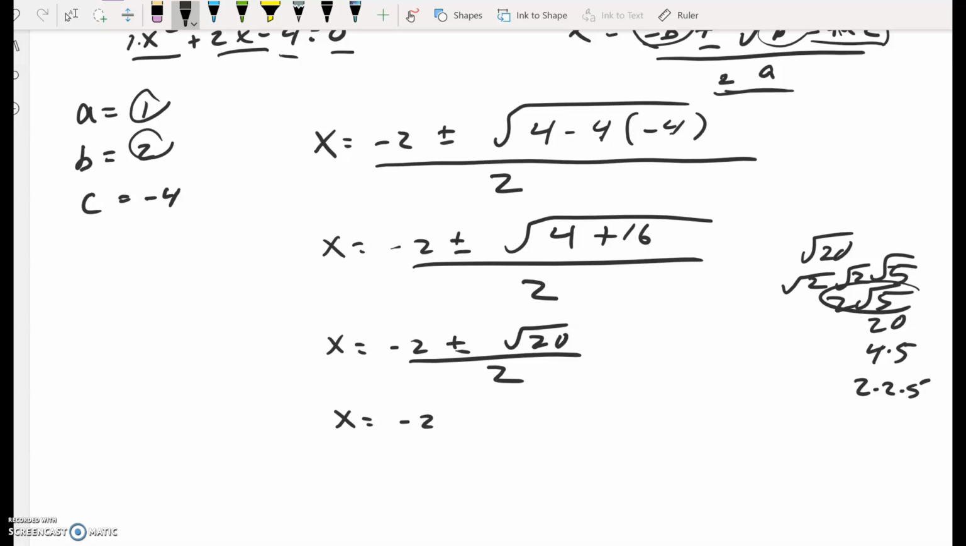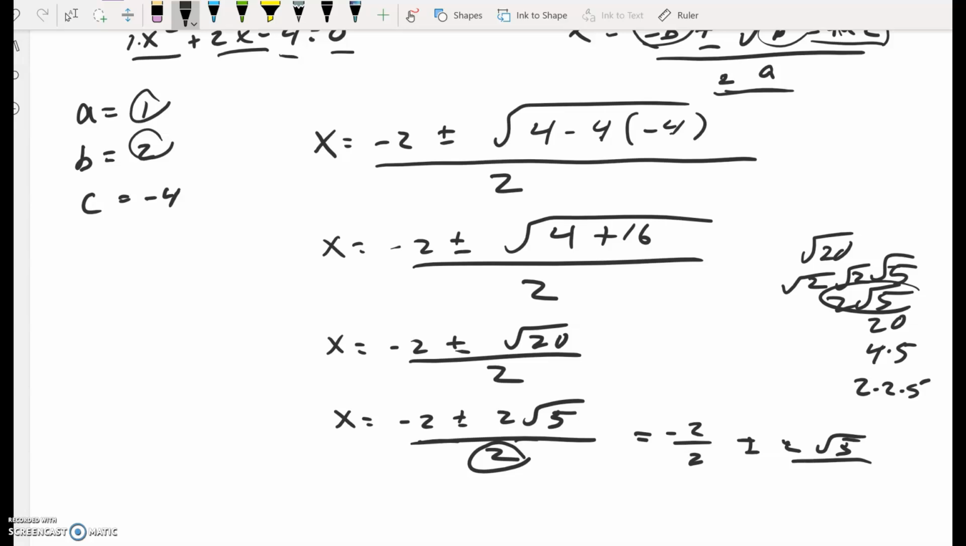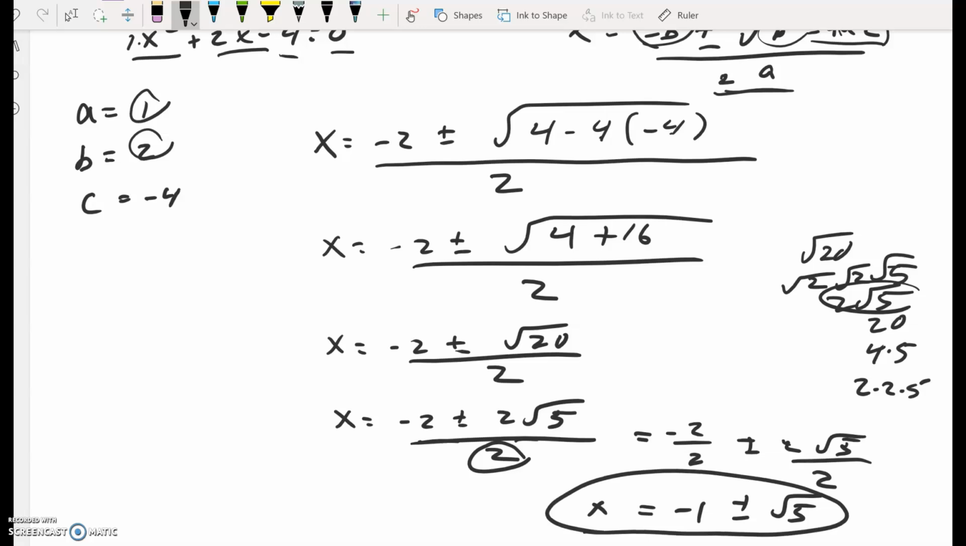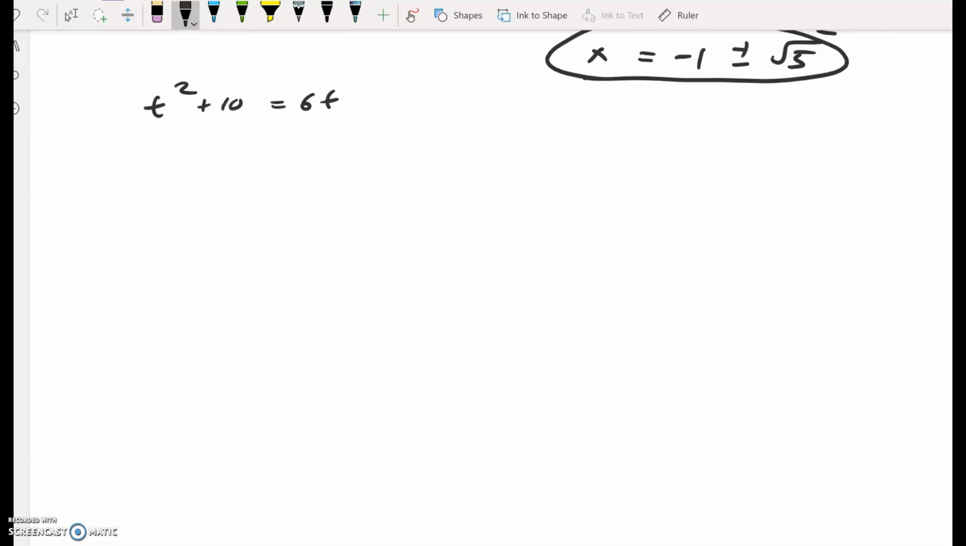So we have x equals negative 2 plus or minus 2 times the square root of 5, divided by 2. This 2 can be distributed underneath each part. And we have x equals negative 1 plus or minus the square root of 5. And we're done.